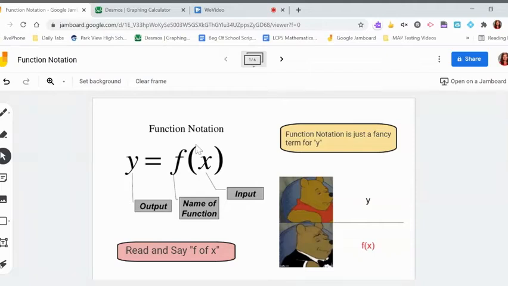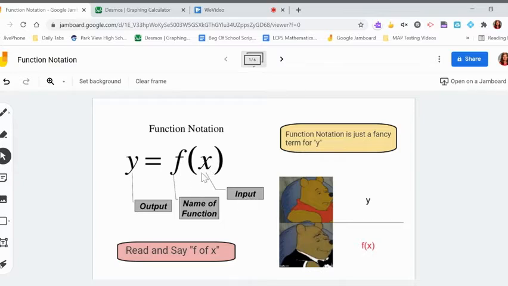Function notation. So function notation looks like this. You're going to see this f parentheses x, and we read and say f of x. So the letter f is the name of the function. So you might see other letters like g, h. You might not see the letter f, but it's going to be a letter there.